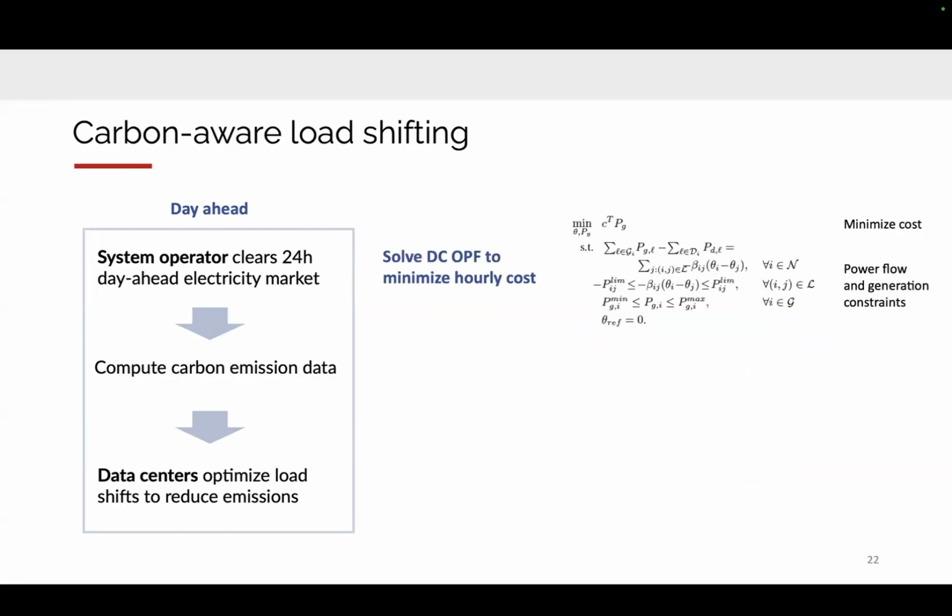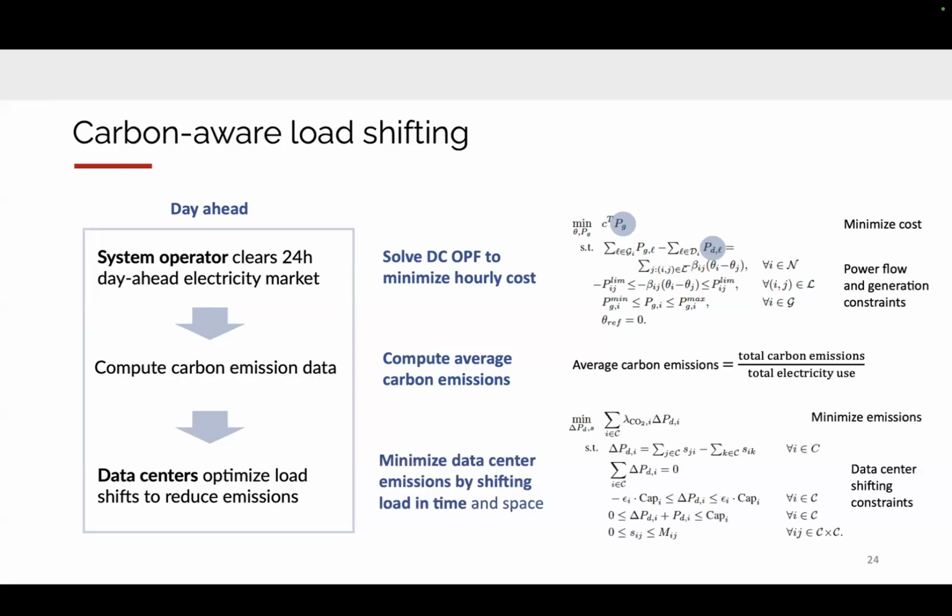There's a lot of things that you can look at, like the cost of electricity, and you can also look at, of course, the cost of shifting in that problem. Essentially, the market clearing is modeled just using a simple DC optimal power flow where we are minimizing hourly cost. And then we are leveraging, as I said, the output of this problem. In this case, first, we will look at average carbon emissions. We'll get to other definitions later. As I said, total carbon emissions divided by total electricity use.